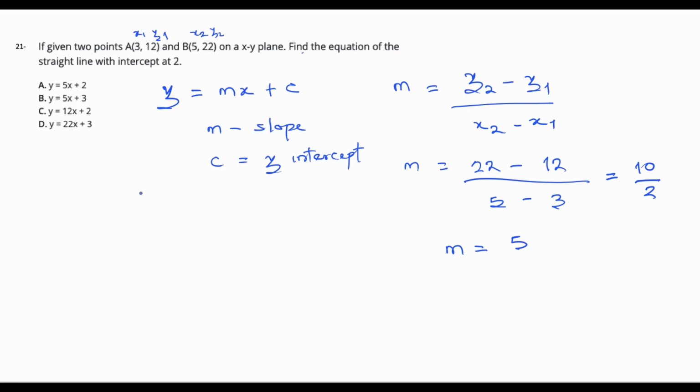So we know the intercept already. So the equation of our line is going to be y equals our m, which we just found, which is 5x, plus the intercept, which we were given already, 2. So the equation of our line is y equals 5x plus 2. And that means that our answer here is A.